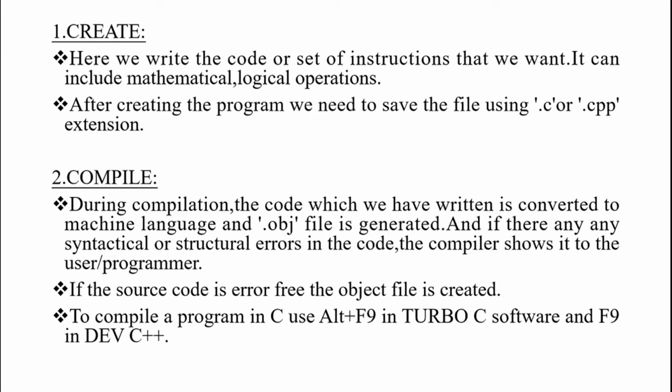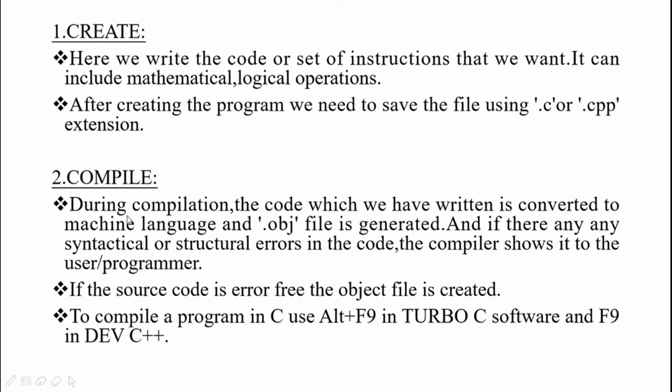The main step here is, after we write the code for the sum or addition or whatever you want to run, we need to save that file. We save that file by using the .c extension or .cpp extension. For example, for addition of two numbers, you will save it as addition.c. Now the second step is compile.